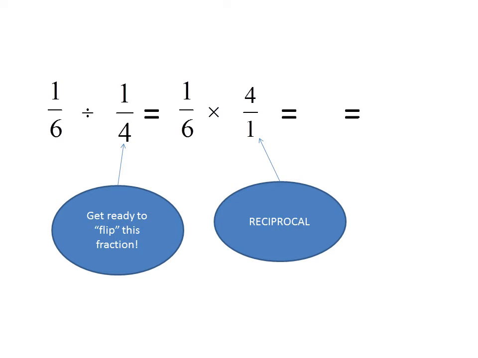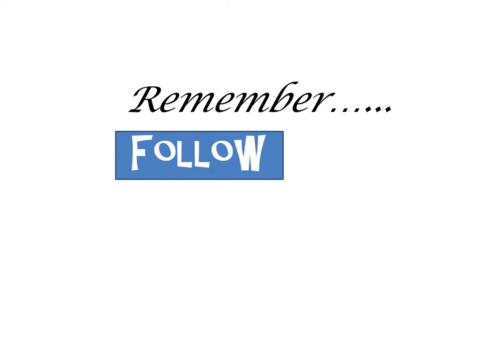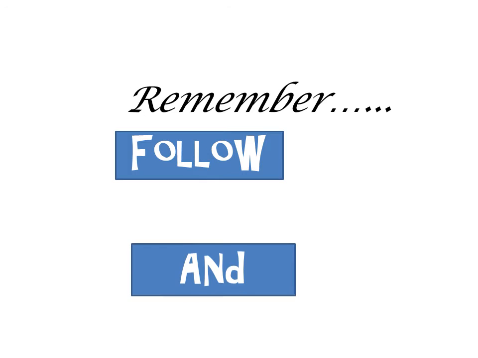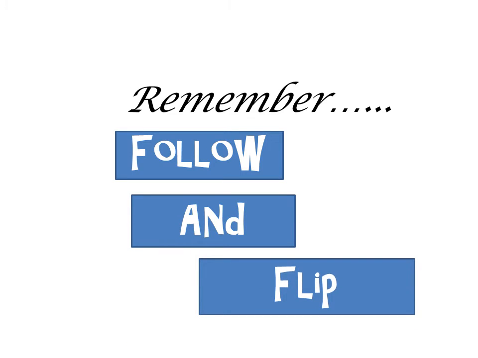Now we just multiply across. 1 times 4 is 4, and 6 times 1 is 6. 4/6 can be reduced because they're both even numbers. They're divisible by 2, and so our final answer is 2/3. Remember, you want to follow the sign and flip the fraction.